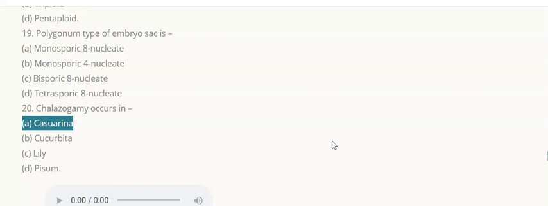It may be through integuments, through micropyle, or through chalaza. If it is through micropyle, we call it porogamy. If it is through integuments, we call it mesogamy. But if it is through chalaza, we call it chalazogamy. So chalazogamy is the correct option here. The entry of the pollen tube into the ovule from the chalazal region is known as chalazogamy. With the 20th question, let me examine the question again: chalazogamy occurs in. Here the correct answer is Casuarina.